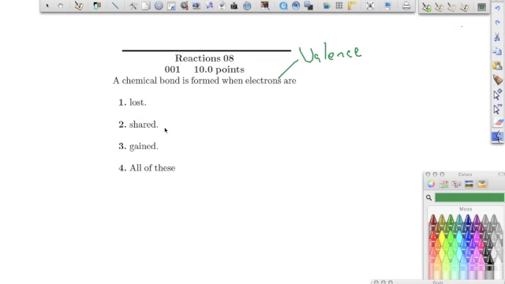Now when we're looking at this, anytime that valence electrons are lost or gained, we know that this is an ionic bond. So in a chemical bond we do have ionic bonds, and they are lost and gained in those. If we have shared, we know that we have a covalent bond. This is when the electrons are shared between both of the elements. So the correct answer on number 1 would be all of these, because if they're lost or gained, it's ionic. If it's shared, it's covalent, and all of those are chemical bonds.